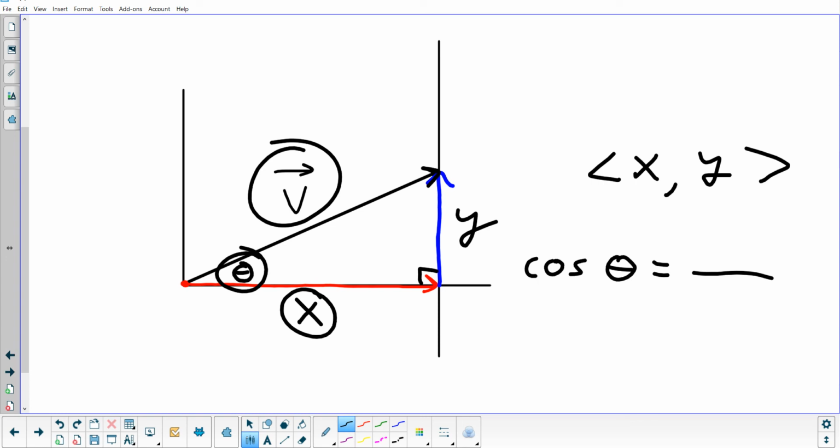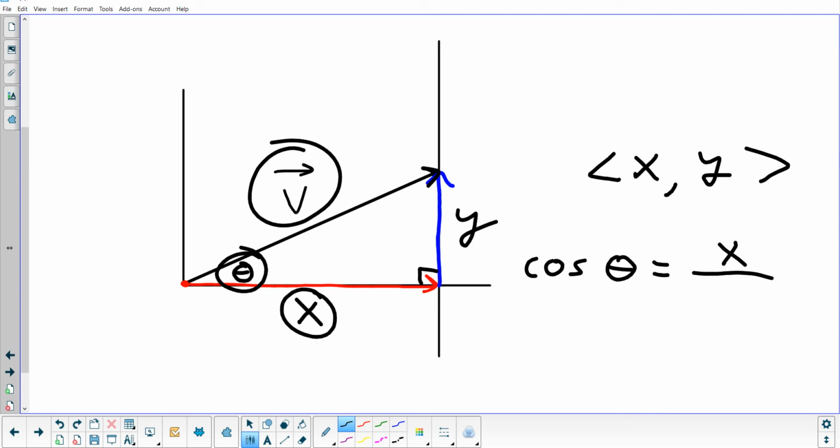Sometimes it's variables. In this case it will be, but yeah, lengths. Okay, keep that in mind. Lengths go in these spots. Lengths. What's the formula for cosine? Adjacent over hypotenuse. Adjacent over hypotenuse. So that's the length of that side.